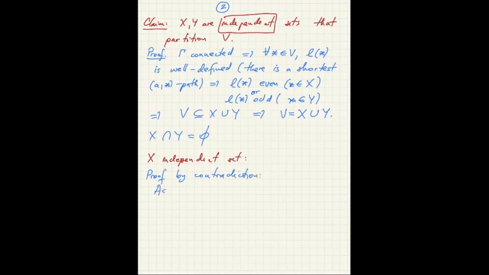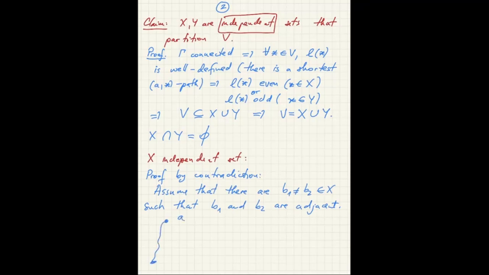So assume that there are, let's say, b1, which is not equal to b2 in x, such that b1 and b2 are adjacent. So here's a picture schematically. So we have A. Somehow we go to b1. So in our case, let's say, is an even number of steps.